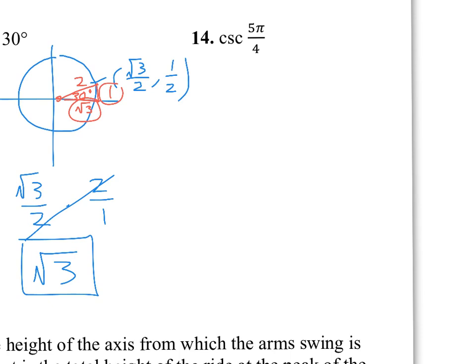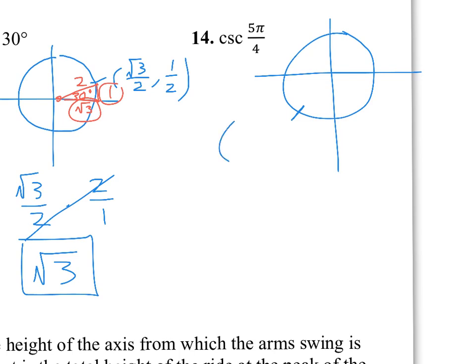Okay, cosecant for 5 pi over 4. Pi is 180. 180 divided by 4 is 45. 45 times 5 is 225. So we want to be right here. Middle spots always use rad 2 over 2. In quadrant 3, both of those have to be negative. Both negative.